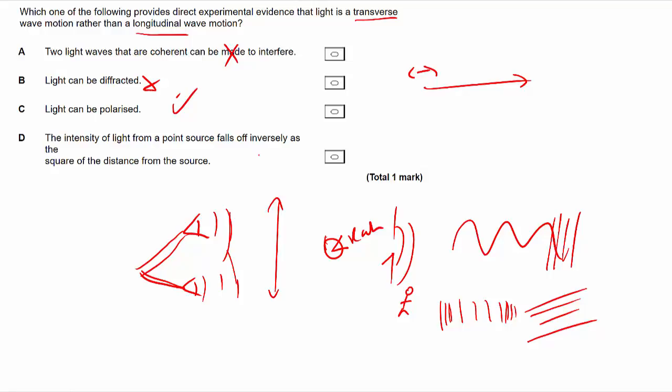The intensity of light from a point source falls off inversely as the square of the distance from the source. Right, this is true for light, this is true for sound. It's not exclusive, so it's not that one. So the correct answer is C.